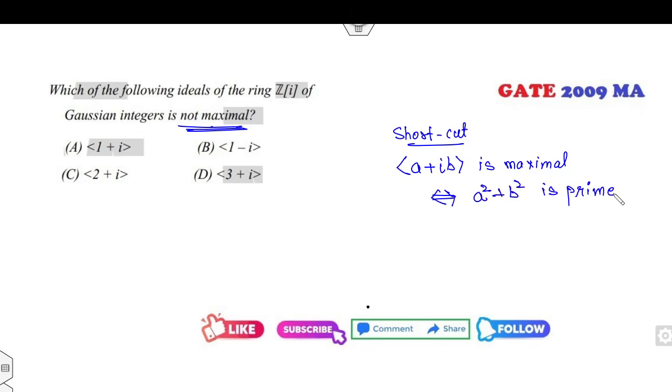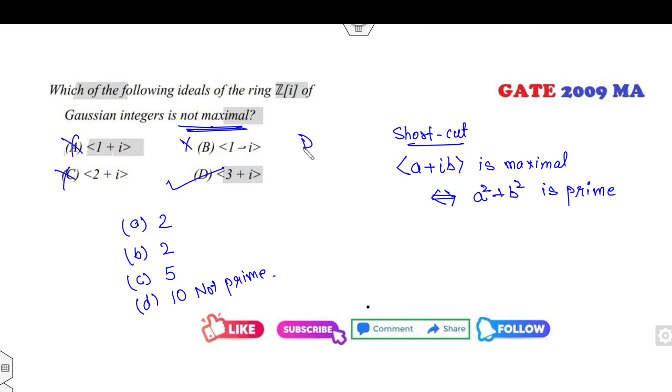So you can see, look at the first option. What is a and b? 1 and 1. So a square plus b square is 2. Second option is again 2. C option, 4 plus 1, 5. D option is 9 plus 1, 10. This is not prime. If it is not prime, that means this is not maximal. So the right option is D.